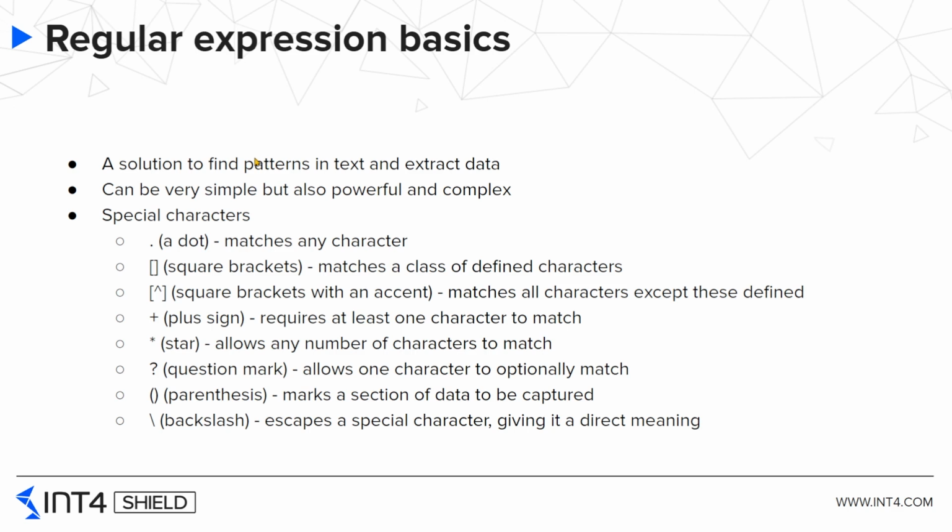For example, a dot matches any character. Square brackets match a class of defined characters, or you can use square brackets with a caret, and that matches all the characters except those that you defined. Plus sign requires at least one character to match, star allows any number of characters to match, question mark allows one character to match eventually.